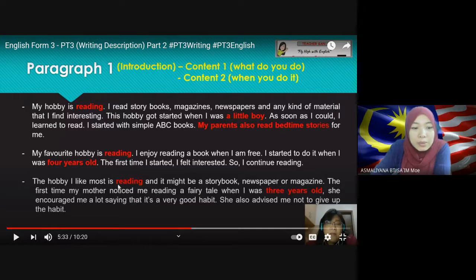The hobby I like most is reading, and it might be a storybook, newspaper, or magazine. The first time my mother noticed me reading fairy tale when I was 3 years old, she encouraged me a lot. So this is actually different examples. Okay, so based on what you have seen here, which one is a better one? Number 1, number 2, number 3?